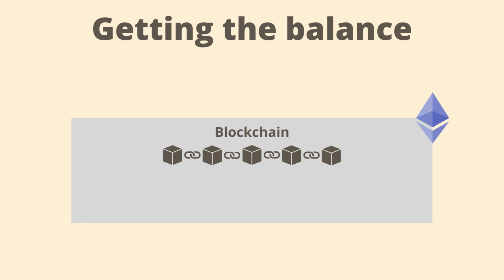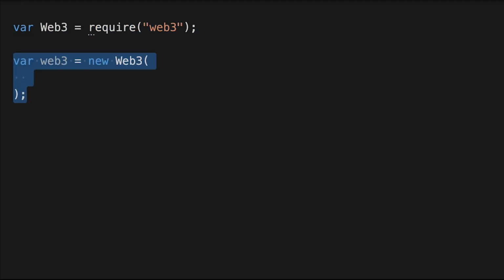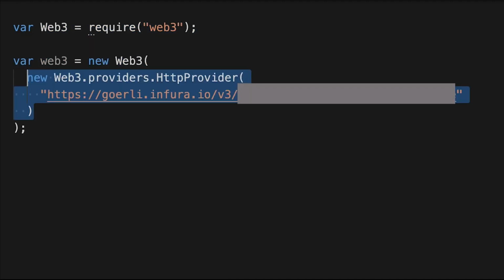In this example, we will use web3.js to get the balance of our account. As you know, the balances are stored on the blockchain itself. The blockchain acts as a public database. If we want to get the balance of our account, we would write the following code. First, we import web3.js. Then we initialize web3 with the HTTP provider using the Infura endpoint.